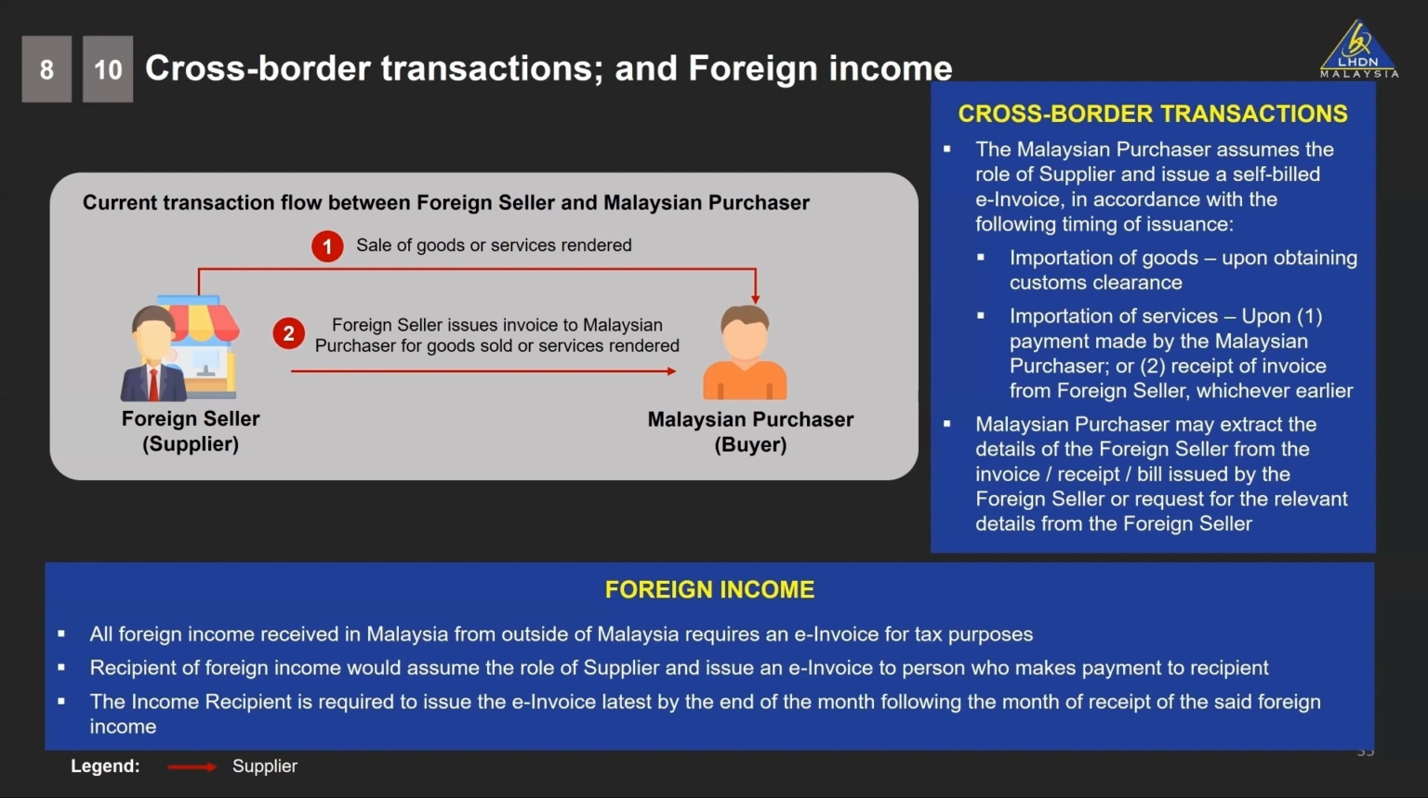Okay, dalam konteks foreign income pula, for overseas income received in Malaysia, e-invoice must be issued as a proof of income, whereby the supplier is the entity receiving foreign income, referred to as income reception in this section, whereas the buyer is the individual or entity making the payment to the income reception, referred to as payer for clarity. The process of issuing invoice for foreign income mirrors that of Malaysian sellers issuing invoice to overseas buyers. Recipients of overseas income in Malaysia are required to issue an invoice latest by the end of the following month of receipt of the said foreign income in Malaysia.